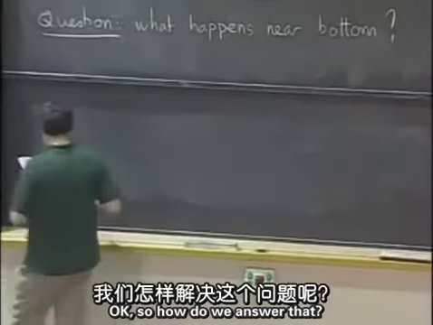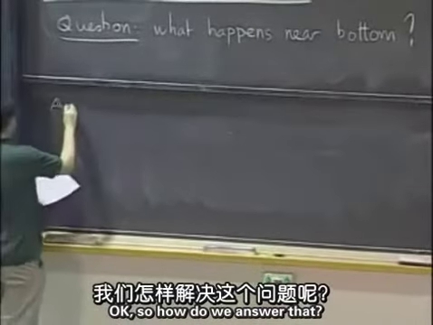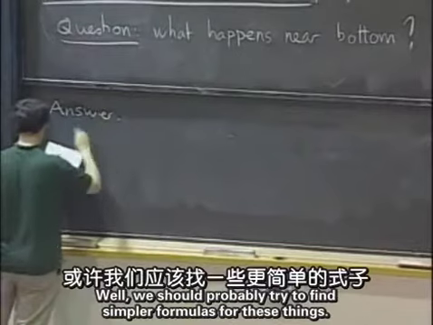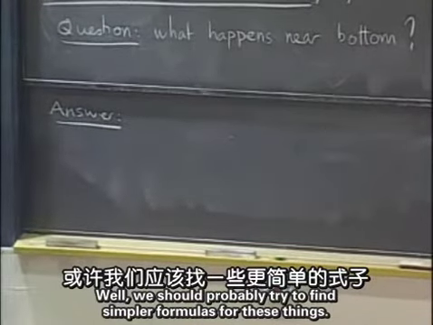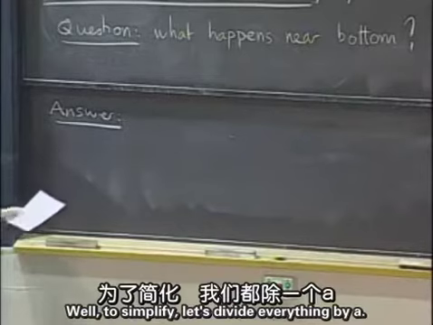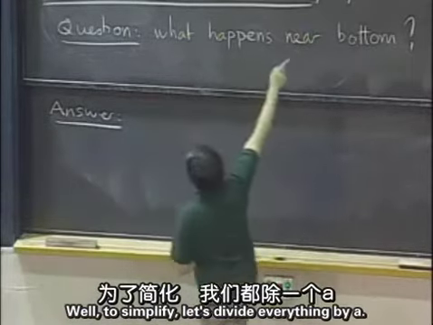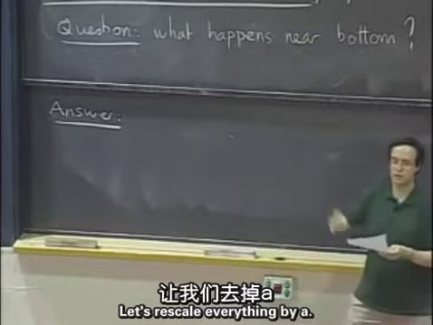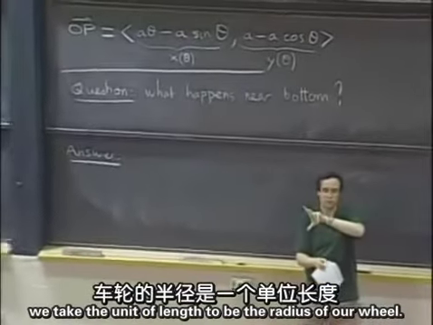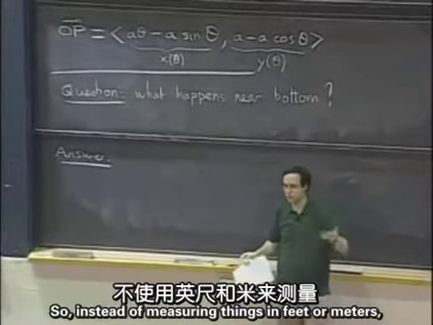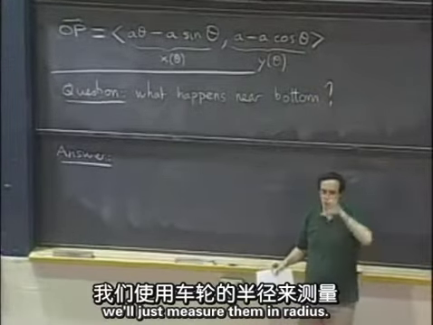Okay, so how do we answer that? Well, we should probably try to find simpler formulas for these things. To simplify, maybe let's divide everything by A. Let's rescale everything by A. If you want, let's say that we take the unit of length to be the radius of our wheel. So instead of measuring things in feet or meters, we'll just measure them in wheel radius.